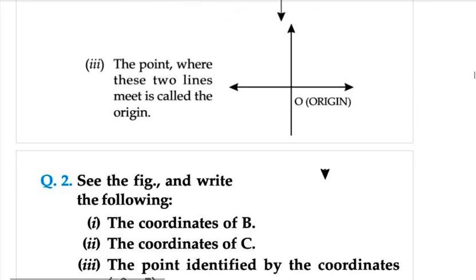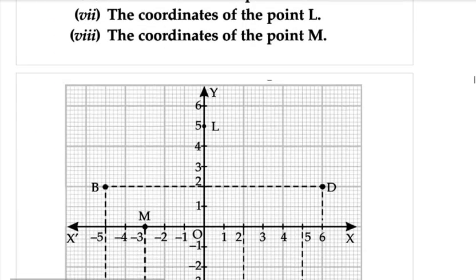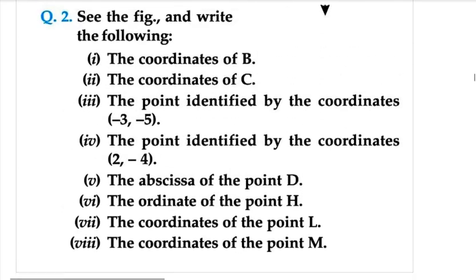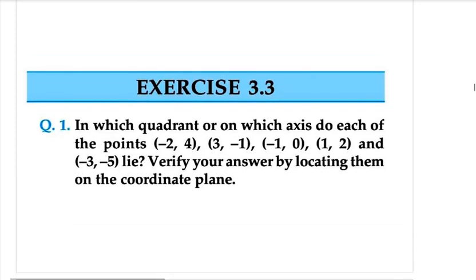Okay, see the figure and write the following. The coordinates of B. Can you tell me the coordinates of B here? What are the coordinates of B here? See, what is the x coordinate of B? -5. What is the y coordinate? 2. So B's coordinates are (-5, 2). Like that you have to solve the whole question. Okay. Whatever questions you see here, you have to solve. I am not going to solve for you. This is your exercise. There is a third exercise also.